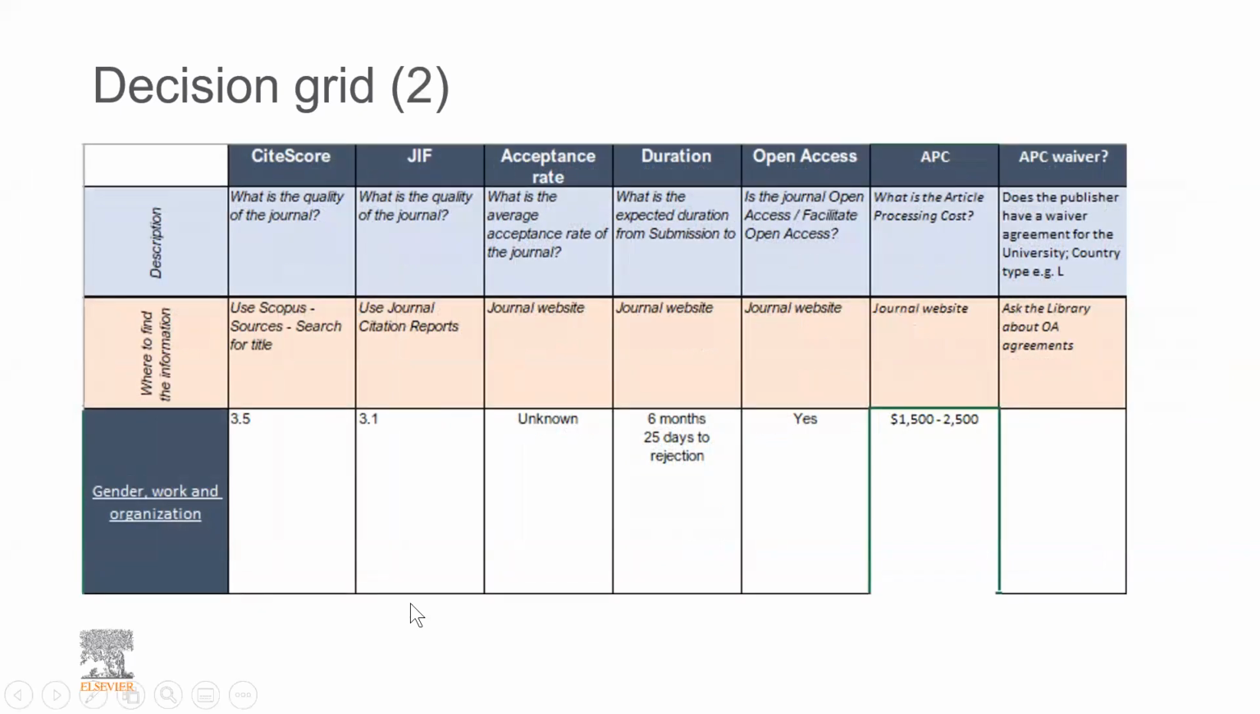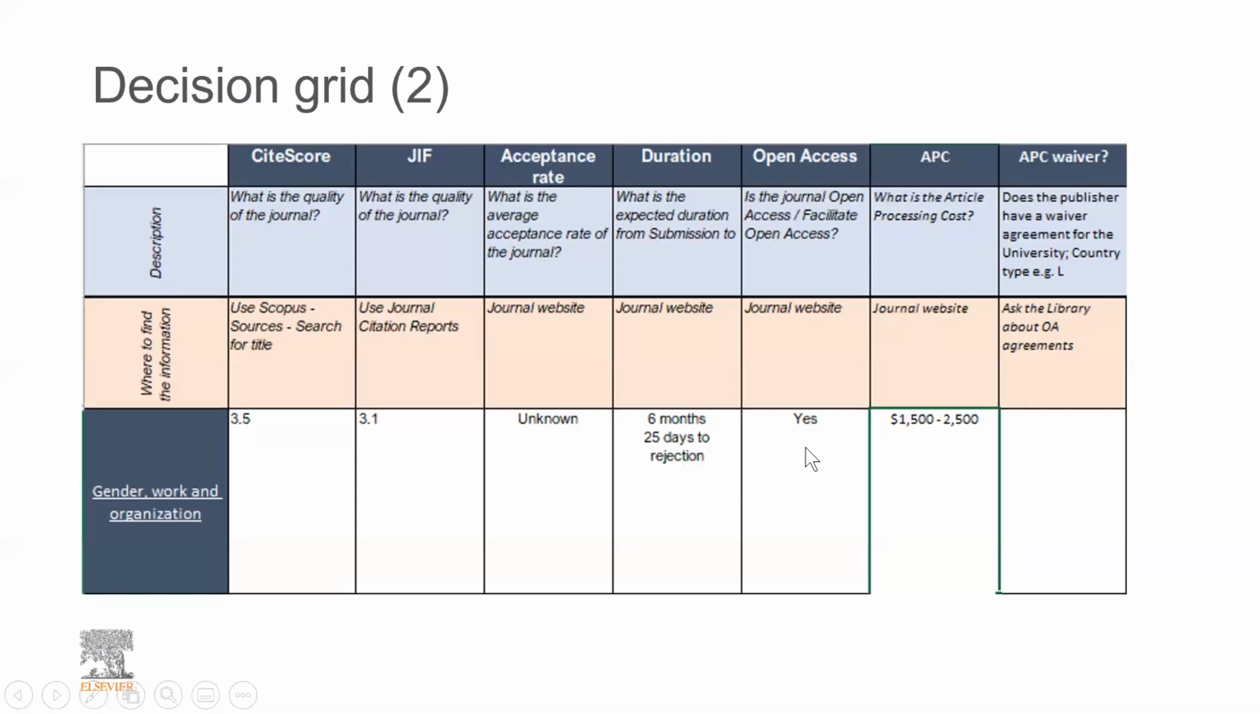There you go. This is still Gender, Work and Organization, the name of the journal. I checked the cite score: 3.5, which is the average number of citations. The journal impact factor is very similar. This journal did not give any information about the acceptance rate, you know, is it 5% or 10% or 51%? But they did give information about the duration of the process. On the website, I found that they take about 6 months, and the first rejection will come after 25 days. So for your first response, you will have to wait about 25 days.